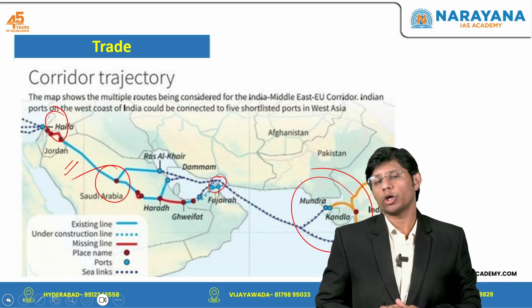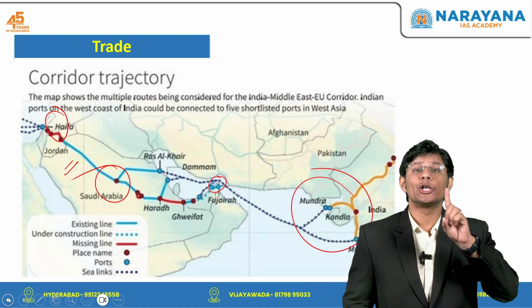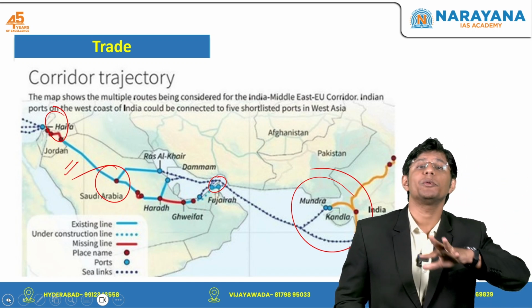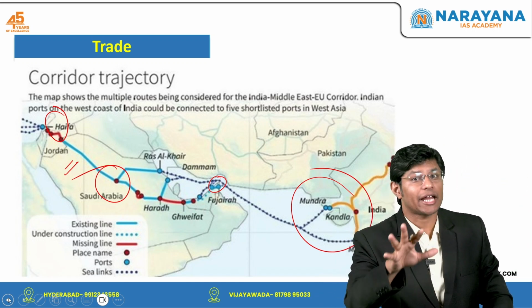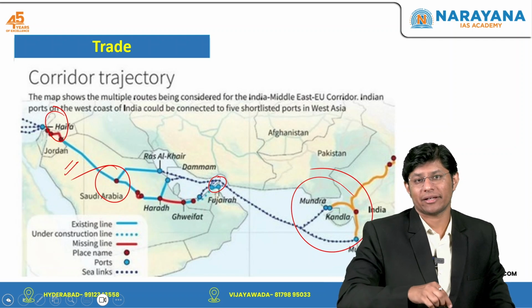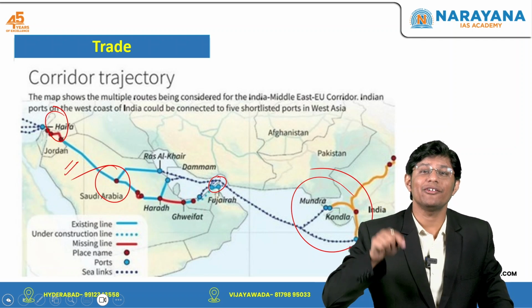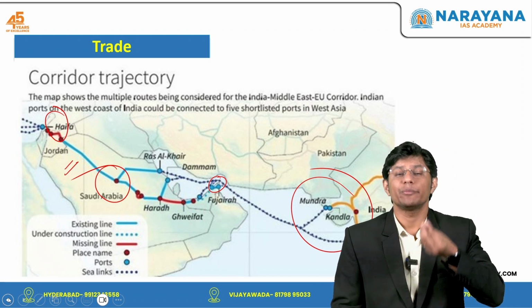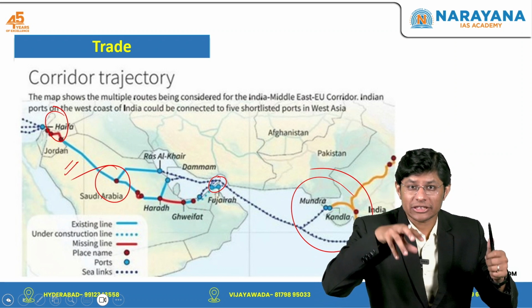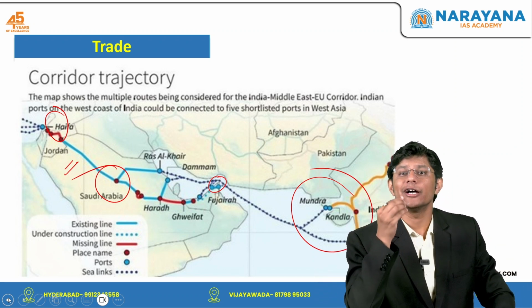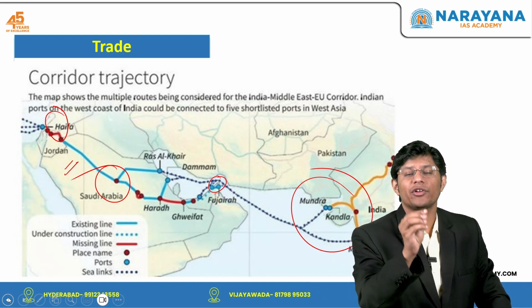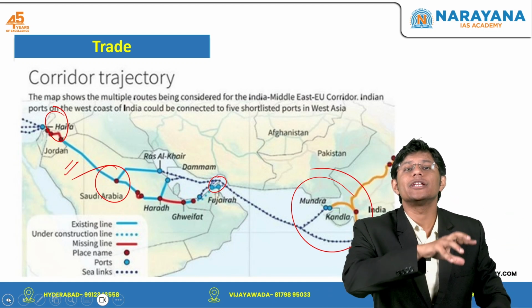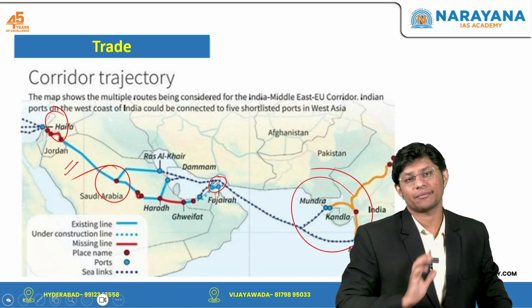Now this IMEC corridor is positioned as a non-Chinese alternative to the Belt and Road Initiative. I hope you all know the Chinese BRI project. This IMEC enhances India's influence in the global south and it promotes a multipolar, that is the presence of many countries, and collaborative trade framework. In Chinese BRI, China is dominating, but here all the countries are having a say.